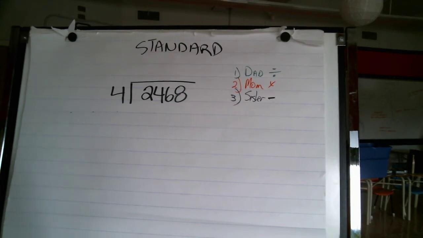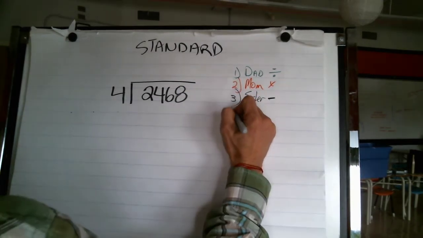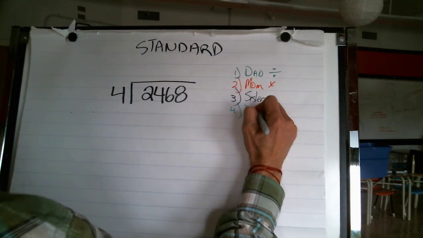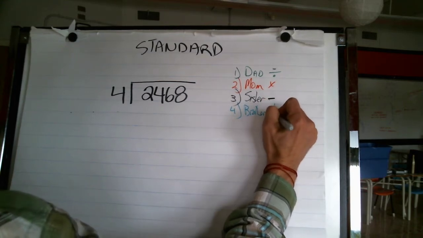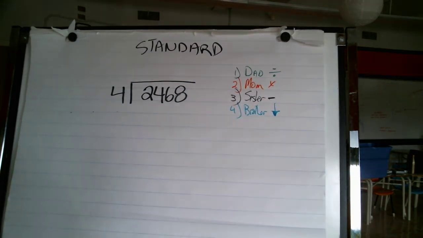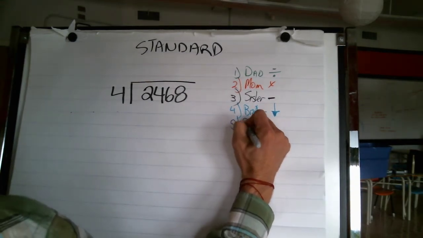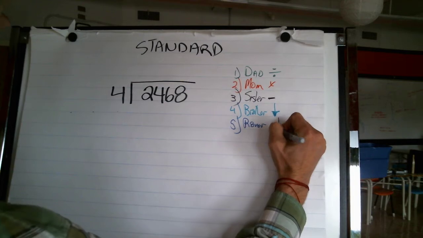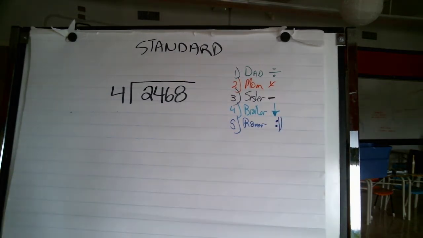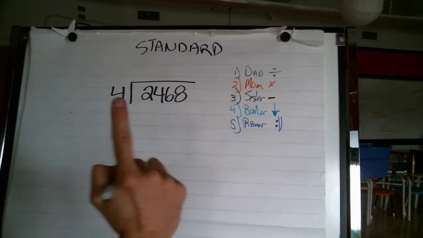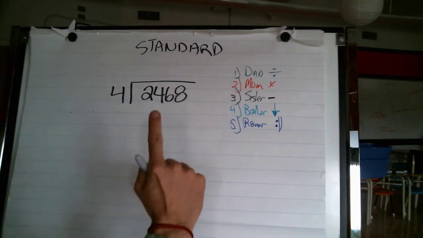Ooh, color coding is going to get fun here. Number 4, brother, is bring down. Do I have another color? Yes, I do. Number 5 is Rover, the dog. Repeat.